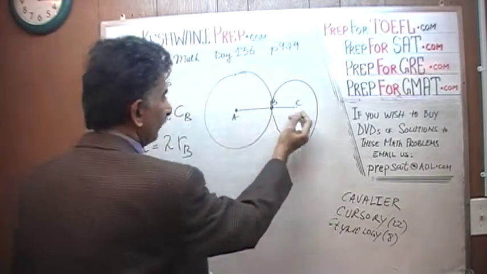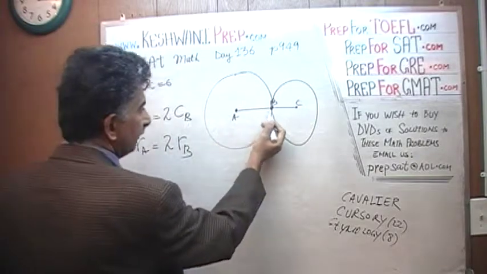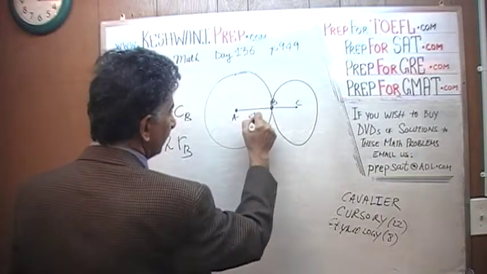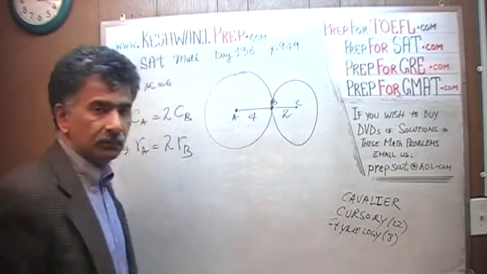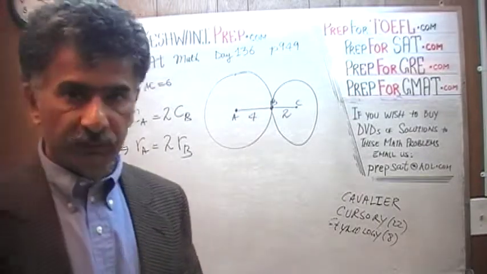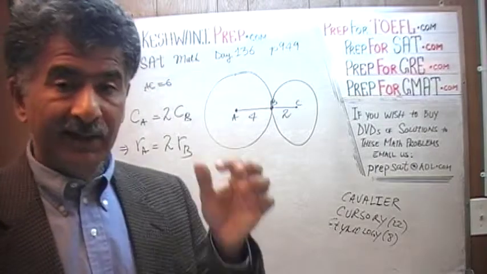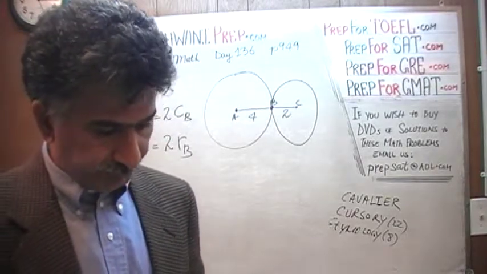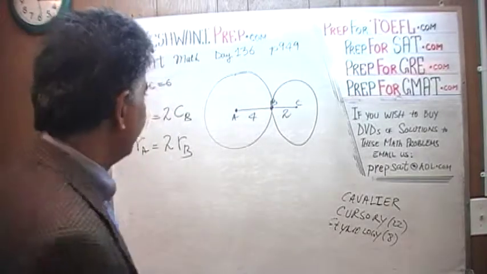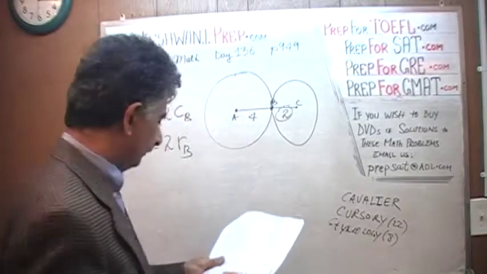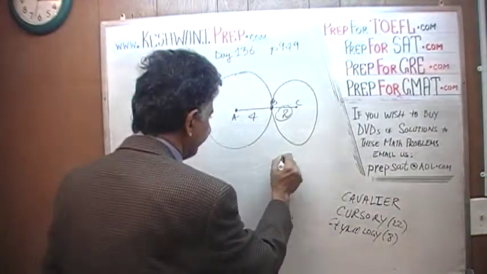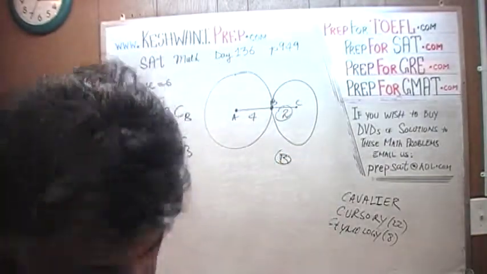We know A to C is 6. If A to B is 2 times B to C, then A to B must be 4 and B to C must be 2, because 4 plus 2 gives us 6. That's the only way we can split 6 where one quantity is twice the other. What's the length of BC? Well, BC is 2. The answer is B. Let's move on to number 4 then.